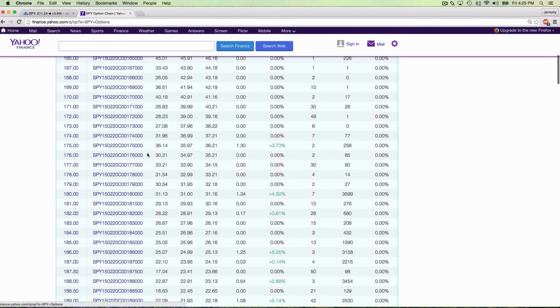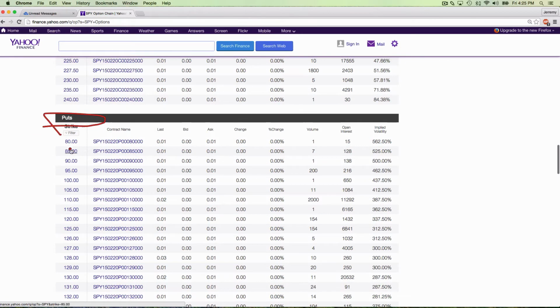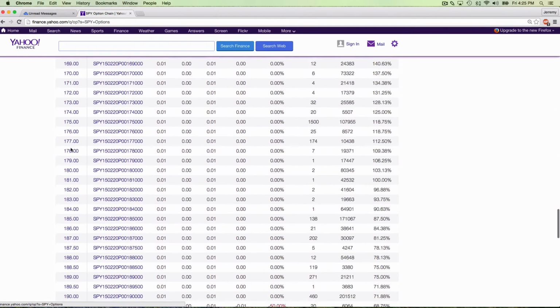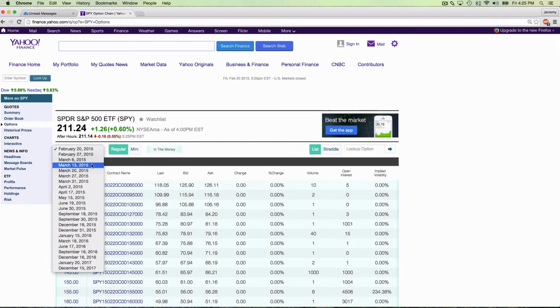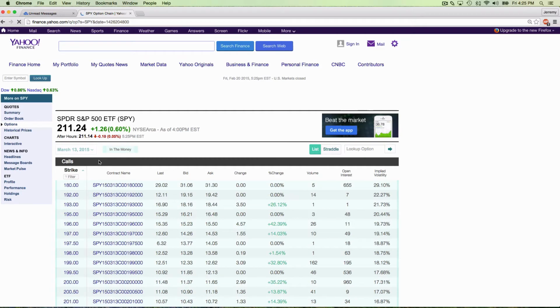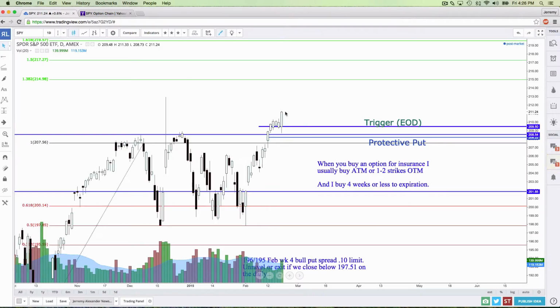So let's come down and go all the way to the puts. These are calls and these are puts down here. Come down to the puts. Actually, let me do a different expiration. Let me do March week 2, so March 13th, 2015. And I'm going to scroll down. There we go. So we won't have as many. And again, I have a put at 208.22.